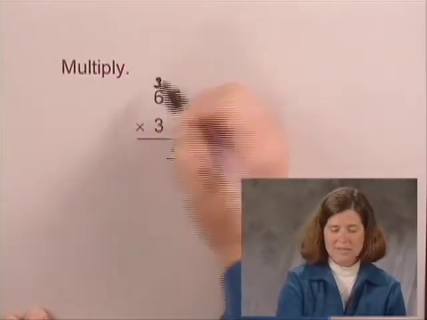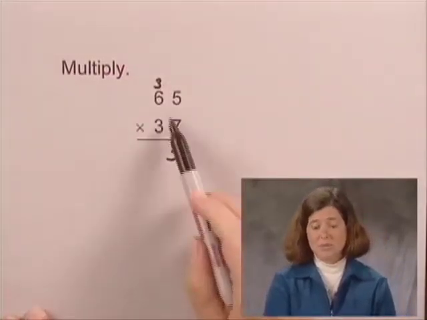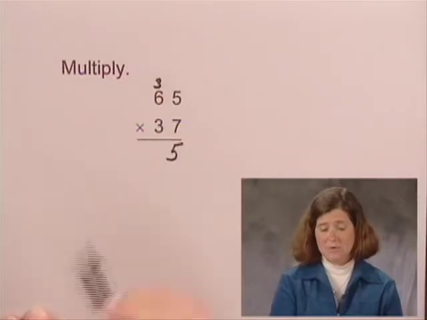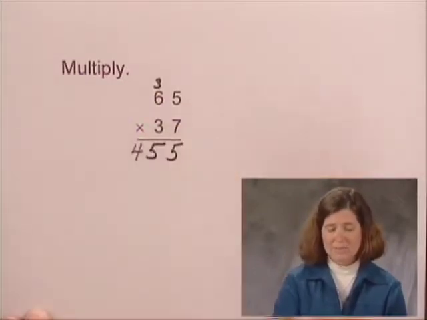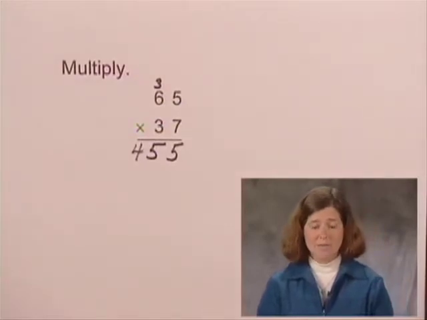Write the 3 above the 6. 7 times 6 is 42, plus the 3 is 45. So we have that 7 times 65 is 455.